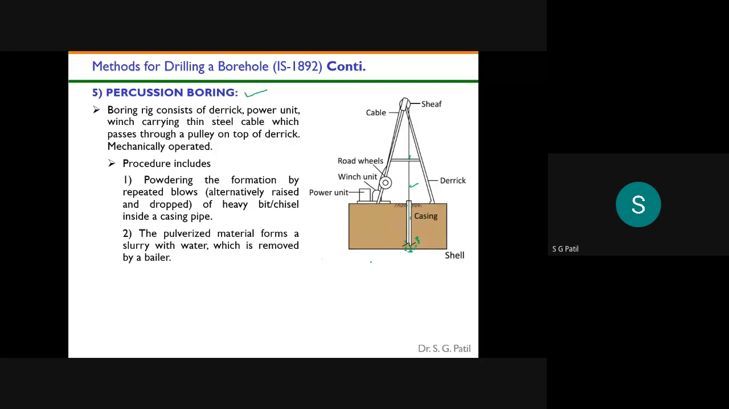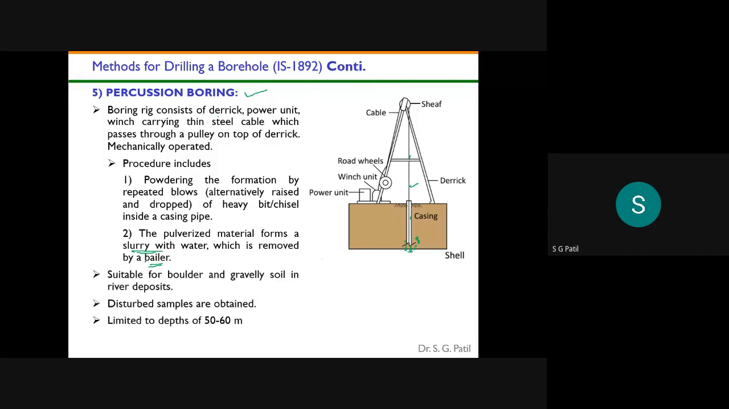So whatever pulverized material is there will mix with water, and it will make a slurry, which is removed by a baler. With the baler system, we can remove that slurry. It is suitable for boulders and gravelly soil in the river deposits.